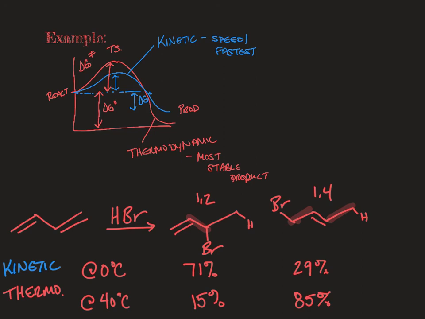So again, for kinetic control, you need to cool your reaction down so it can only go over that easiest, fastest pathway. You will preferentially get the 1,2 product, which is the less stable product, but it's the one that's most easily formed. If you heat your reaction, you're under thermodynamic control. Your reaction can reach equilibrium, and it will favor the more stable product, which is the 1,4 product.